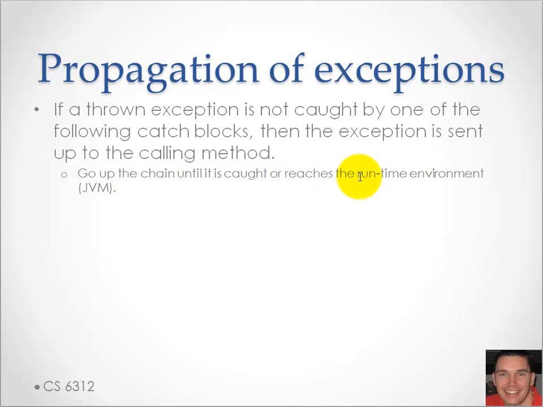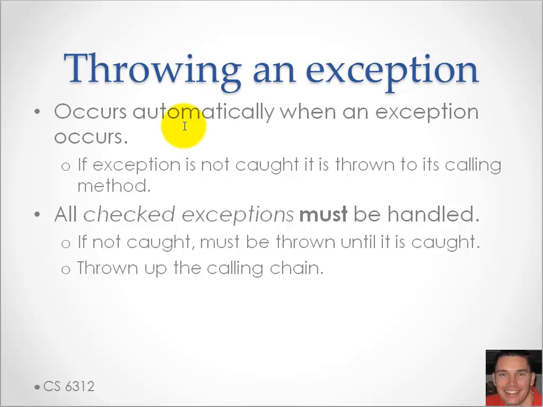When it reaches main uncaught, it is then thrown up to the Java runtime environment, which will print out the default message. We have seen how we can create our own exception objects and throw them, but for these other ones that are handled by the Java API, the throwing of that exception automatically occurs when that exception happens. And if the exception is not caught, it is then thrown up.